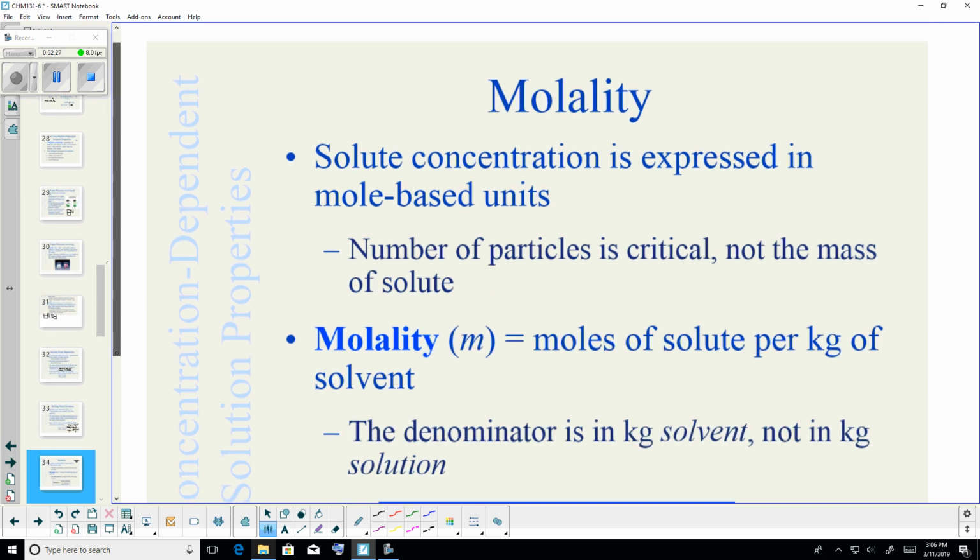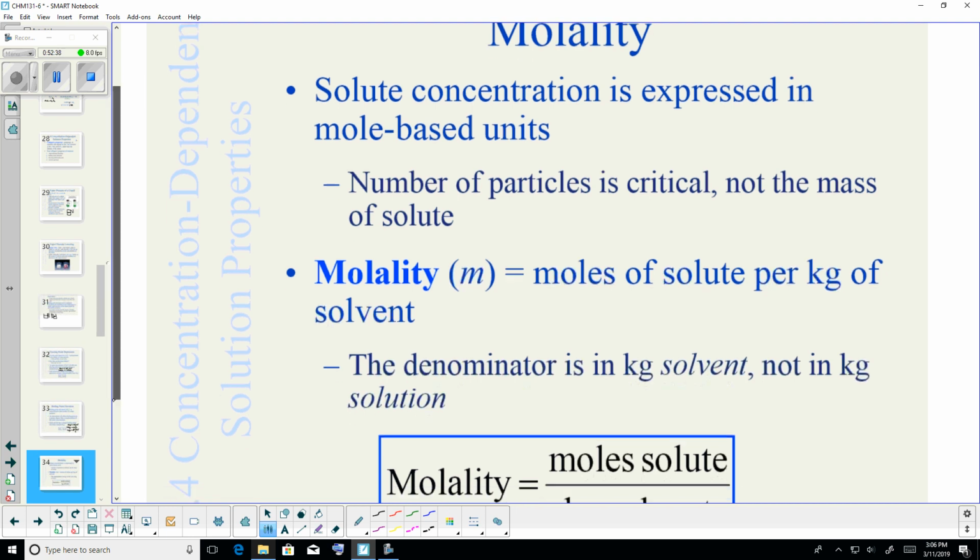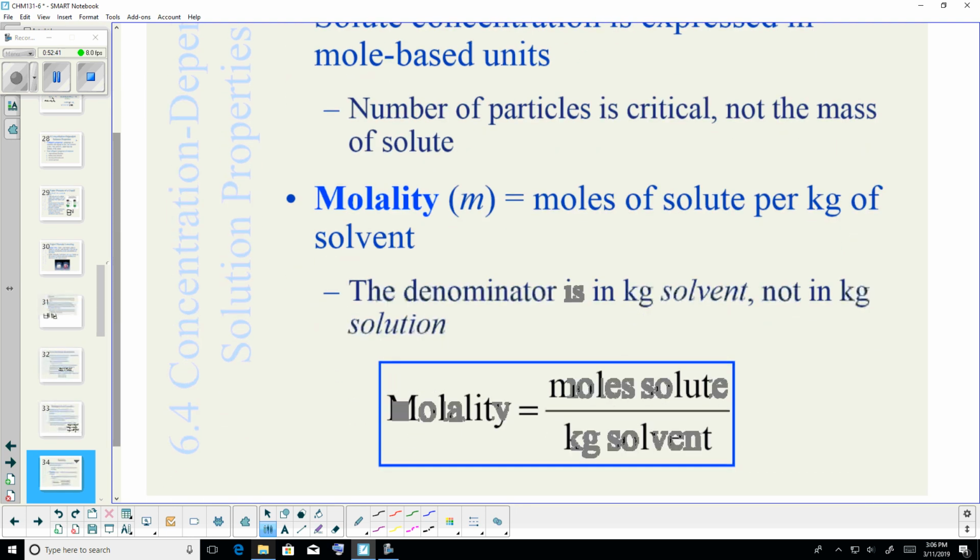Molality, which is different than molarity. Molality, a small italicized m, is moles of solute per kilogram of solvent. So again, molarity was moles of solute per liter of solution. Molality is moles of solute per kilogram of solvent. Yes, exactly. But not a solution of the solvent.